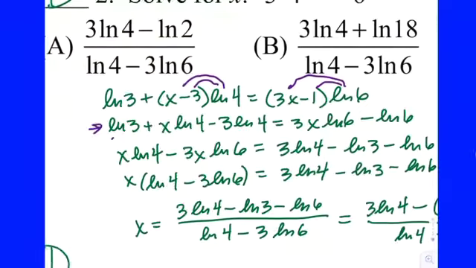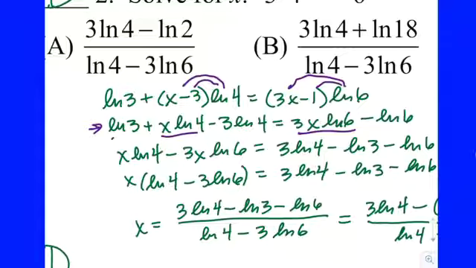So now you need to collect your x terms. Here's an x term, and there's an x term. I went ahead and collected those on the left. So x ln of 4 is already on the left, and now I brought the 3x ln of 6 to the left side, changed its sign to minus. Everything that is not underlined then gets moved to the right-hand side.